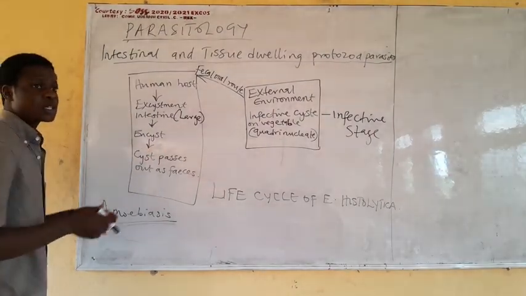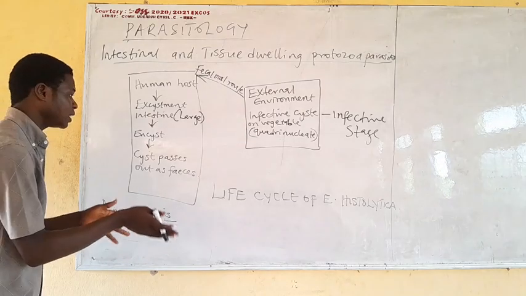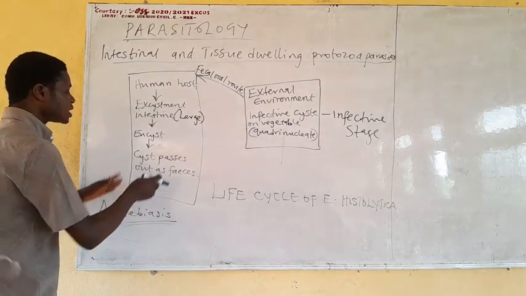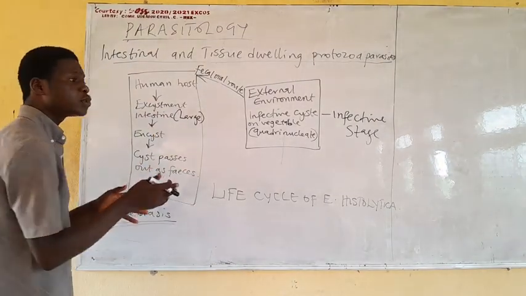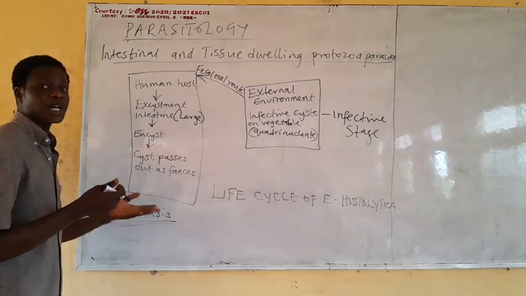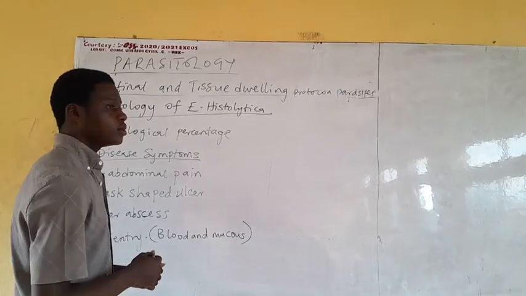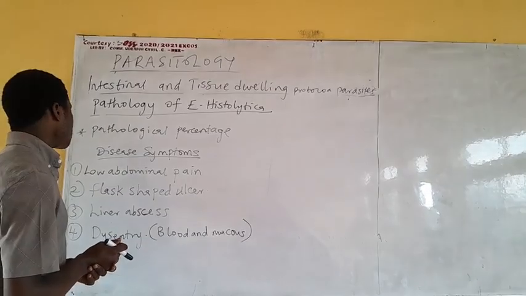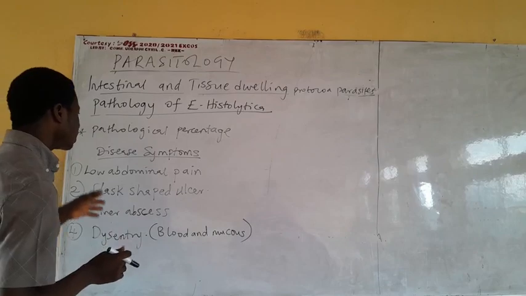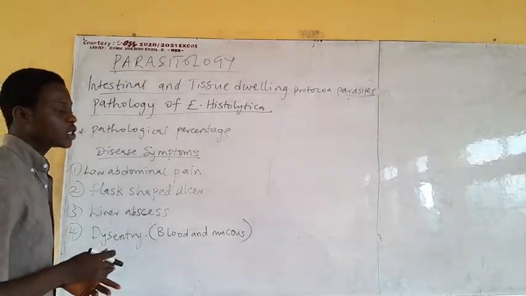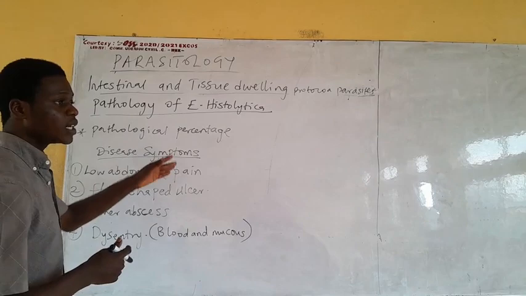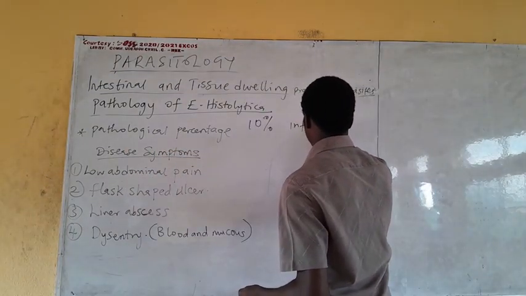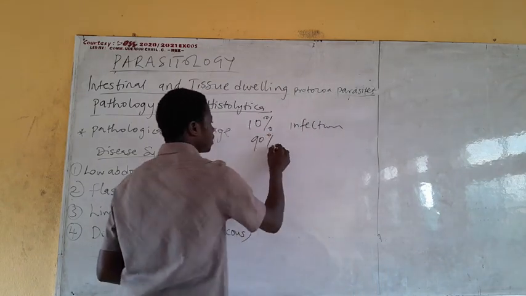Then, as it goes out through the colon and other parts of the large intestine, it comes out as a cyst and is passed out as feces. So this is the life cycle of Entamoeba histolytica. The disease form of Entamoeba histolytica is known as amoebiasis. Let's discuss the pathology of Entamoeba histolytica: the pathological percentages and the disease symptoms. First, for the percentages, we have 10% of infections and 90% of infections.